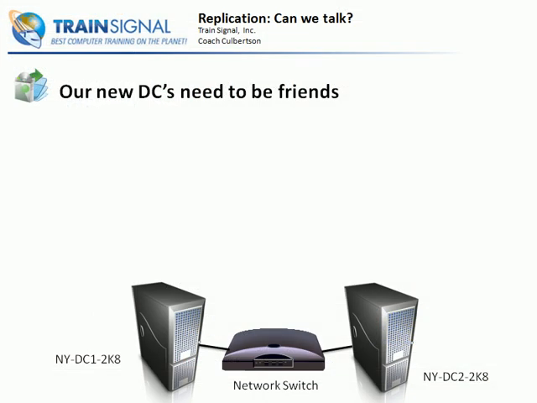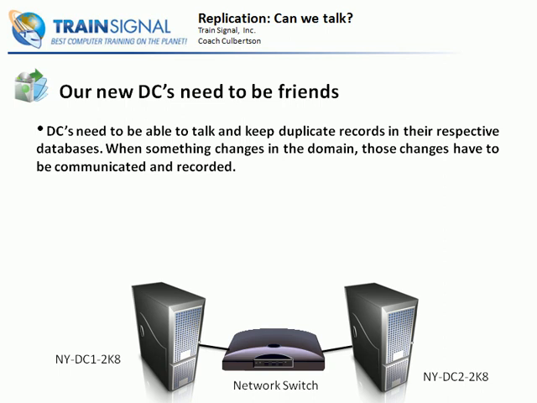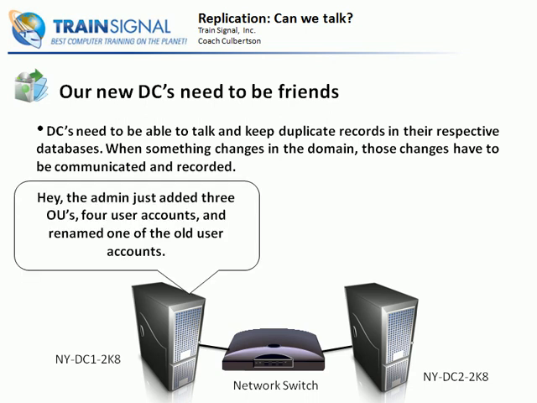All right, so let's talk now about this really big word, replication. Here's the deal. Our two domain controllers, they need to be friends, all right? They need to be able to talk to each other, and they need to be able to keep duplicate records in their respective Active Directory databases. This makes sure that both domain controllers can know what's going on. They can both be what we might call authoritative even. So when something changes in the domain, depending upon which domain controller catches that change, it needs to be recorded and communicated with each other.